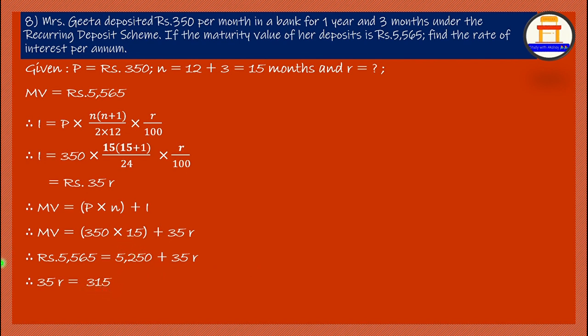We move this to the other side, like taking LHS to RHS; the positive sign becomes a negative sign. We all are aware of this. So upon further simplification, we get 35R equals 315. Simplifying a bit more, we get R as 9%, since 35 times 9 is 315. So the rate of interest paid by Mrs. Geeta is 9%. Let's proceed if you have understood this concept.